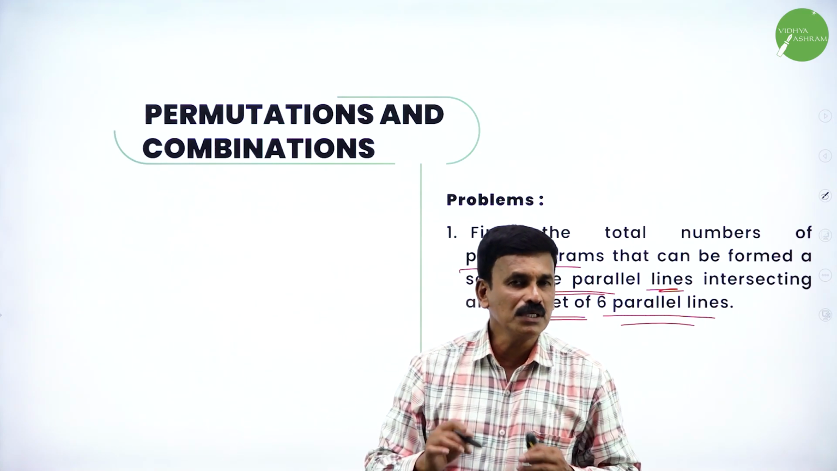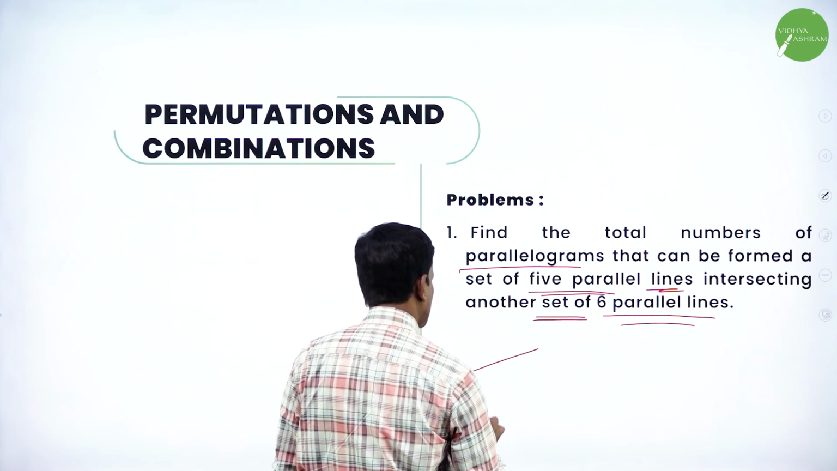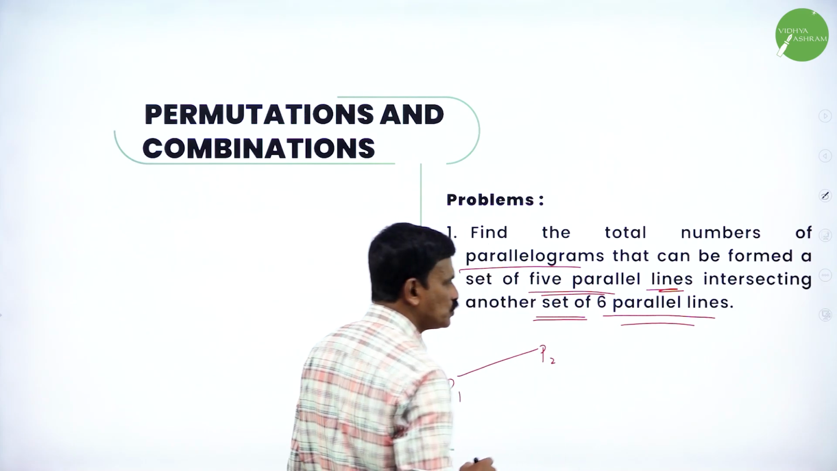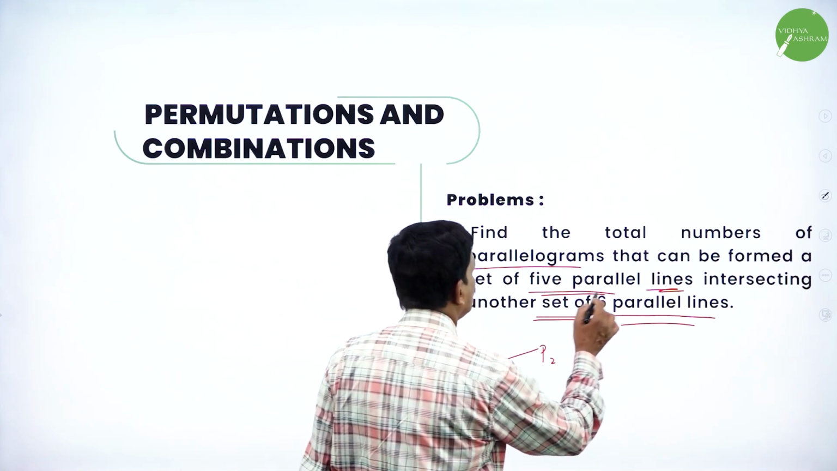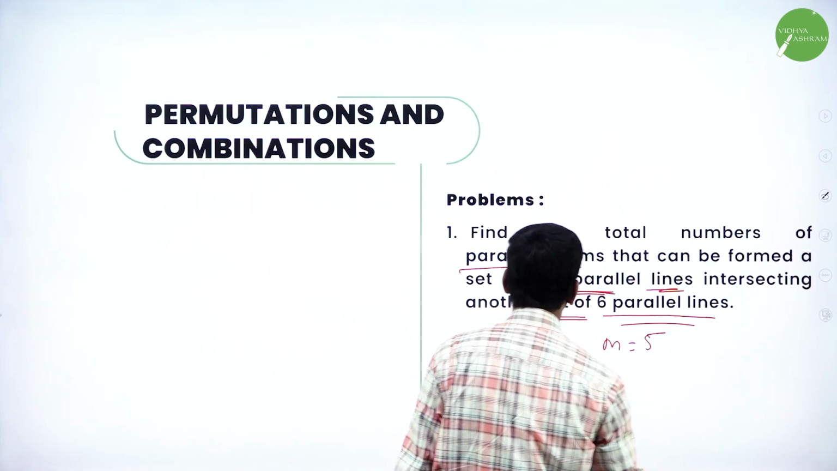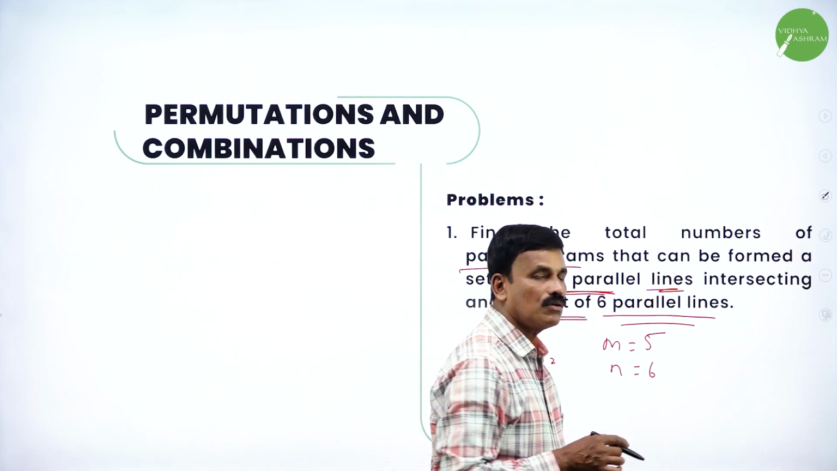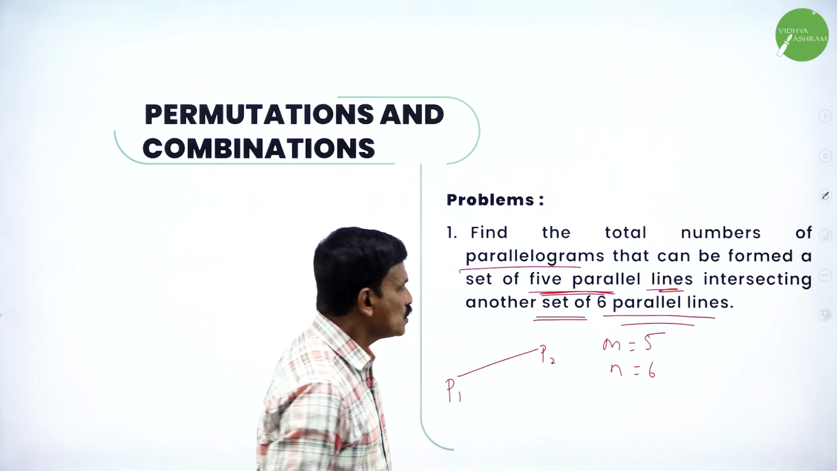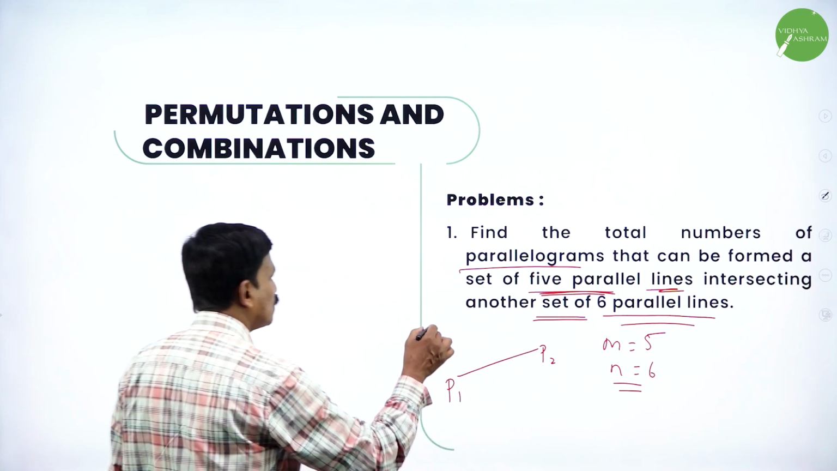So to draw a line, the minimum number of points required is 2. Suppose let us assume this is a diagonal. Then how many points are required to draw a diagonal? Minimum 2 points are required to draw a diagonal, right? Now let us consider the first condition, 5 parallel lines. Let us consider m as 5, and the second intersecting lines, n is equal to 6 parallel lines. So these 5 parallel lines and 6 parallel lines can be used to construct a parallelogram.